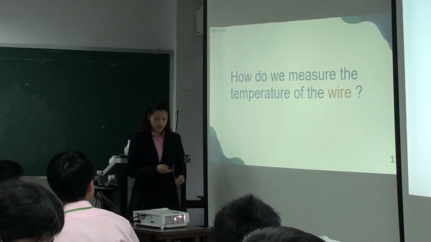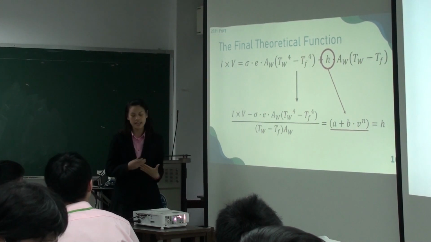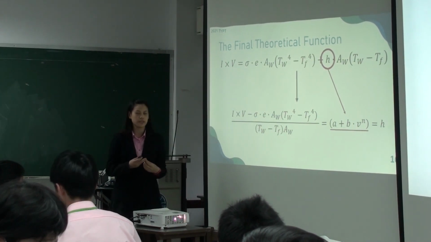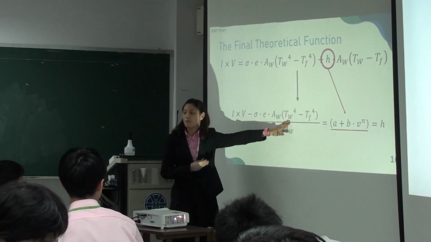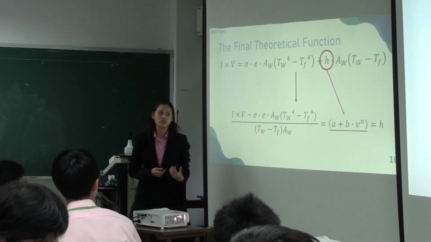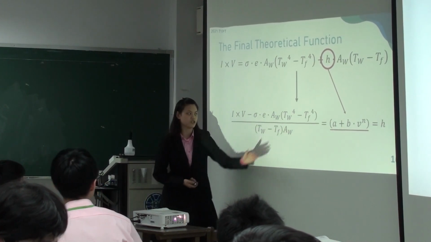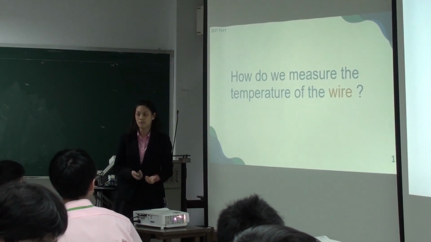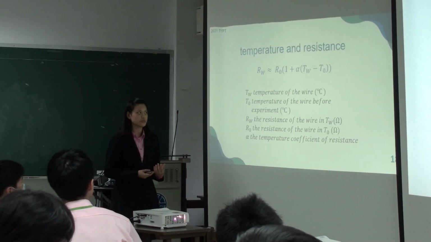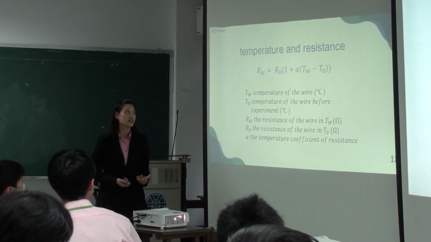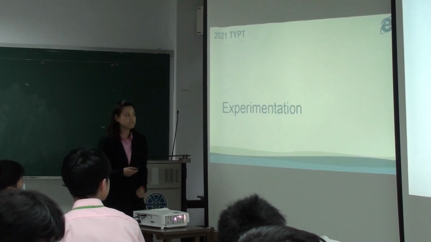In this formula, we can see that there are still some symbols that are not measurable. For example, the temperature of the wire. We cannot use an ordinary thermometer to capture the temperature. So how do we measure the temperature of the wire? We can't use the thermometer, so we have to use the relation that I mentioned, which is the temperature coefficient of the resistance.